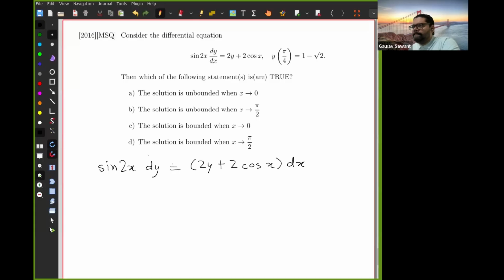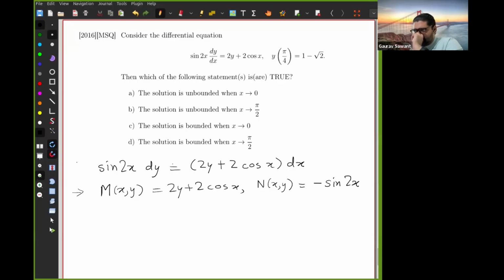Then I essentially have my M(x,y) equal to 2y plus 2 cos x and N(x,y) equal to minus sin 2x. I will have to take this sin 2x dy to the other side to get into that form. So let's look at this.